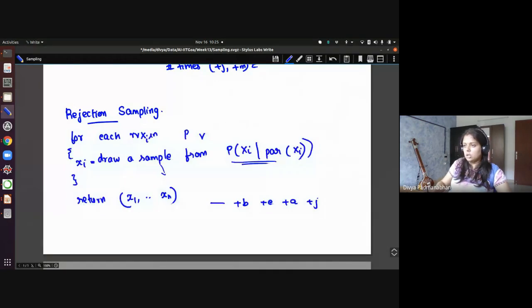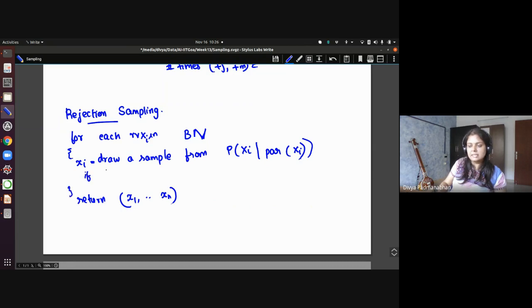For each random variable in the base net, again, you do it in the topological sort ordering. So instead of drawing a sample from this distribution, now what you do is, if xi is an evidence variable, and if xi is not equal to, let me call it ei.